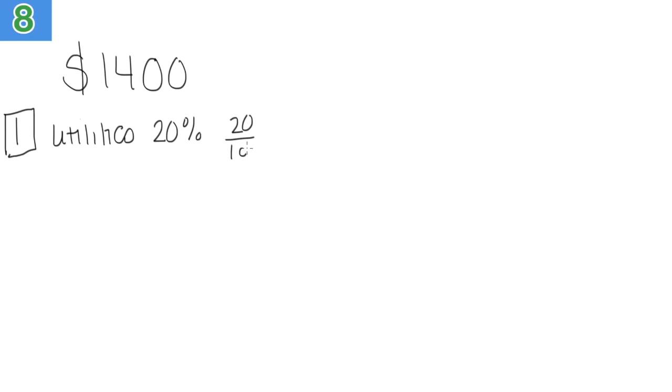We just multiply them. 20% is the same as 20 over 100 and then times 1,400, which we can put over 1 so that we can just multiply straight across. 20 times 1,400, you can do it out, but you will get 28,000. 100 times 1 is 100. We can get rid of those zeros, same on top and bottom. We're left with 280. So her utilities payment is $280.